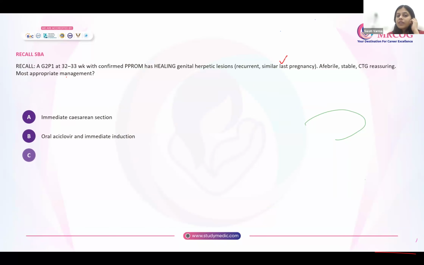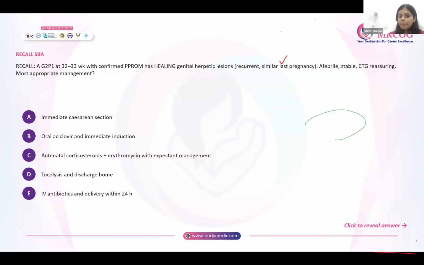A gravida 2 para 1 at 32 to 33 weeks with confirmed PPROM, that is preterm premature rupture of membranes, has healing genital herpetic lesions. Recurrent, similar to what she had in the last pregnancy also. She is afebrile, stable, CTG is reassuring. What is the most appropriate management?